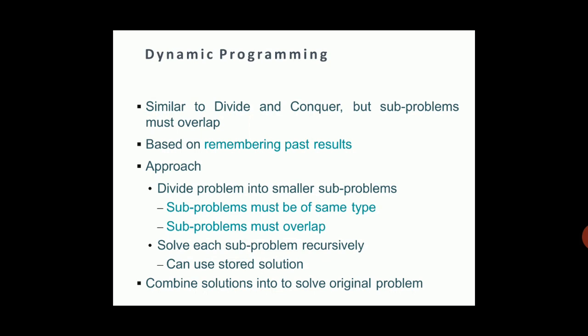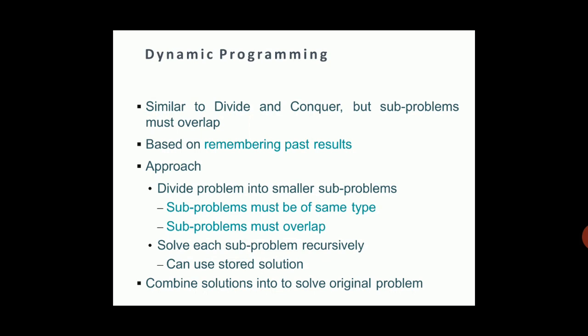In the dynamic programming approach, we divide the problem into subproblems, small problems of the same type, but here they must overlap. We solve each subproblem recursively, store the solution, combine these solutions, and find our original solution. We take an example like the Fibonacci series. I hope everybody knows what the Fibonacci number is.